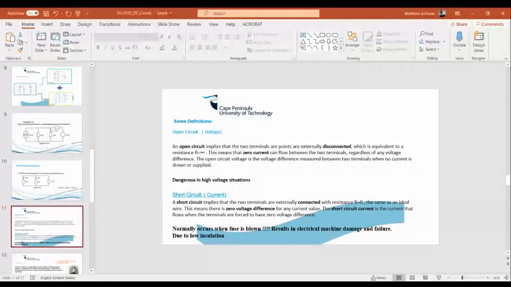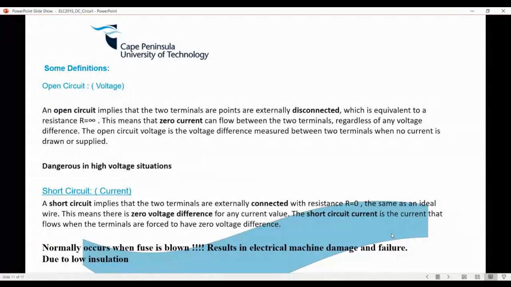Am I sharing this? Okay, so before I just start again, just going to recap on a few things. What an open circuit is, it's normally to do with voltage, and an open circuit implies that two terminals or points are externally disconnected. So it's open, externally disconnected, which is equivalent to a resistance of infinity, right? That means zero current can flow between two terminals regardless of any voltage difference. The open circuit voltage is a voltage difference measured between two terminals when no current is drawn or supplied.